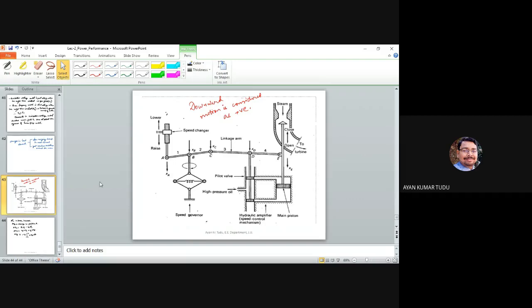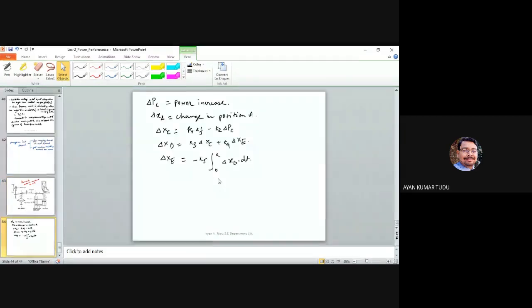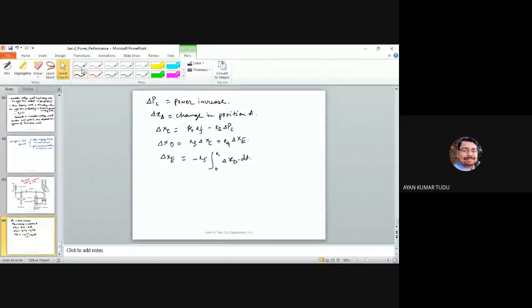Now we have got these expressions. Since we have obtained these expressions, we can apply Laplace transforms to them. So by applying Laplace transforms, what are we getting? We are applying Laplace transforms to these equations.